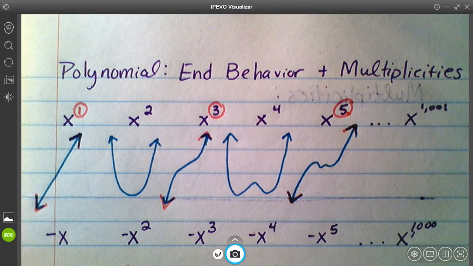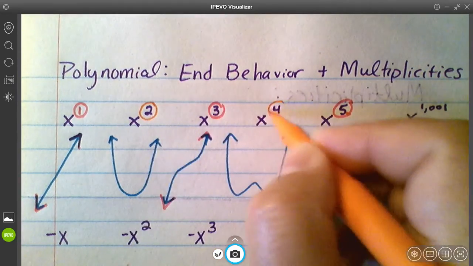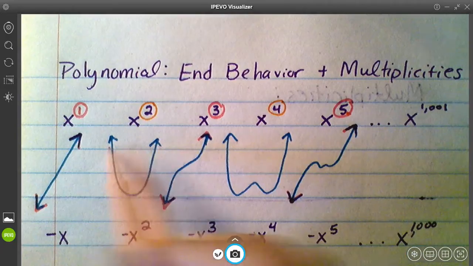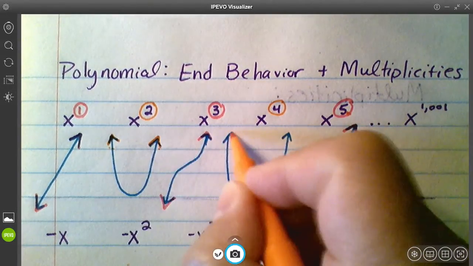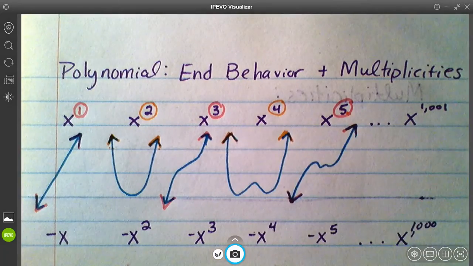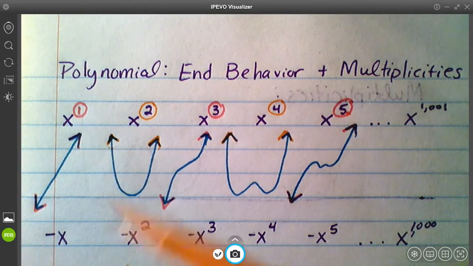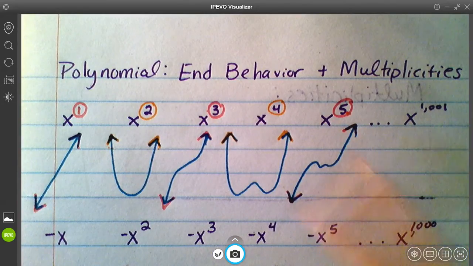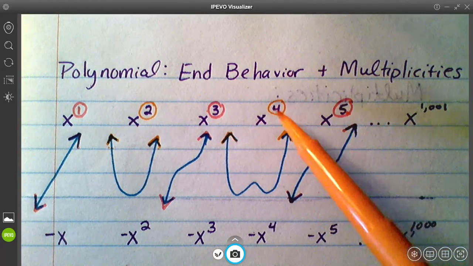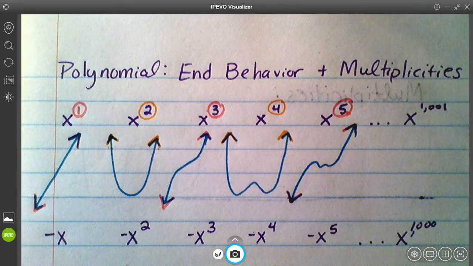On the other hand, if you have an even degree, so 2 is an even number, 4 is an even number, look at what's happening with those ends. They're both going in the same direction. They're both going up. Okay, so the thing I want you to get here is that if it's an odd degree, the ends are going opposite each other. And if it is an even degree, they're going in the same direction.